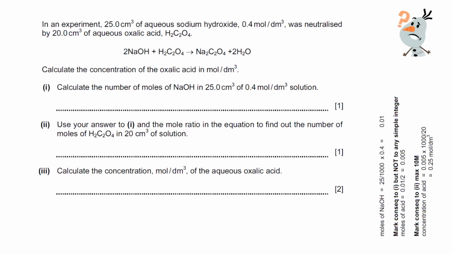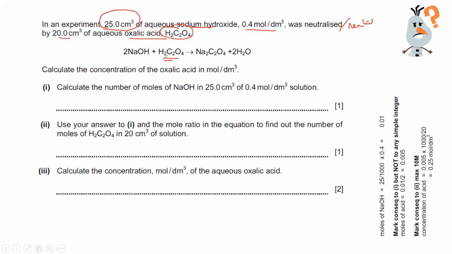Okay, another question, a similar question. In an experiment, 25 cm cube of sodium hydroxide, 0.4 mole per dm cube, was neutralized or reacted. You can use the term neutralized or reacted with 20 cm cube of oxalic acid. So this is oxalic acid and here is sodium hydroxide.